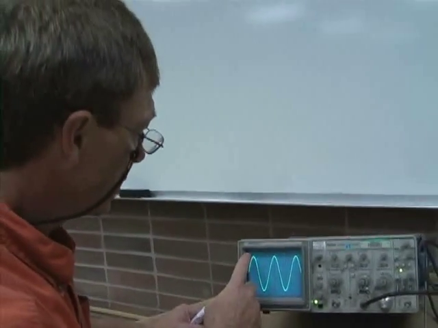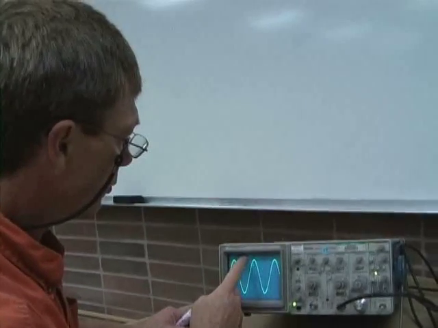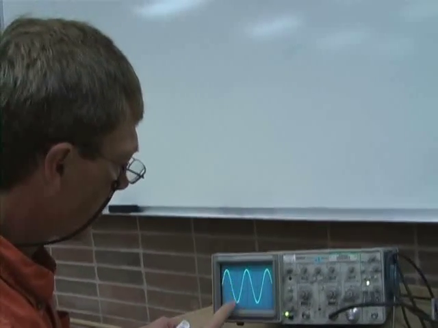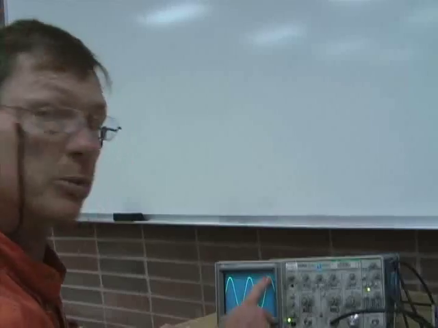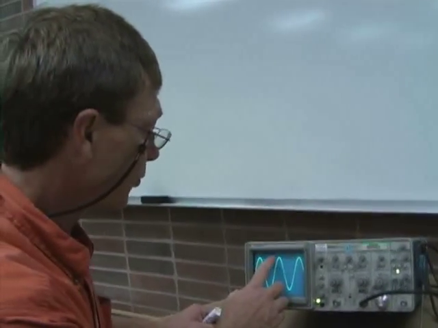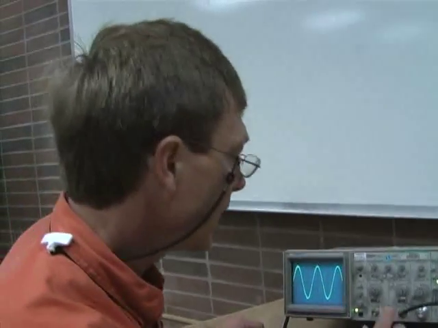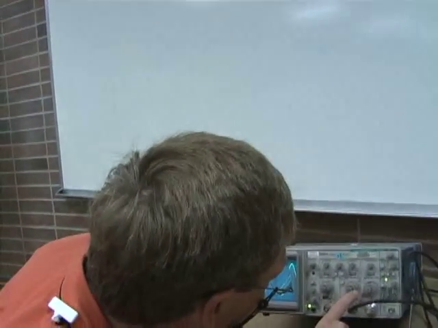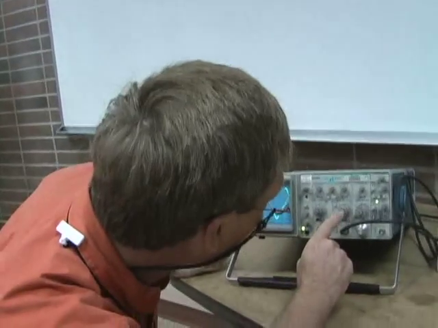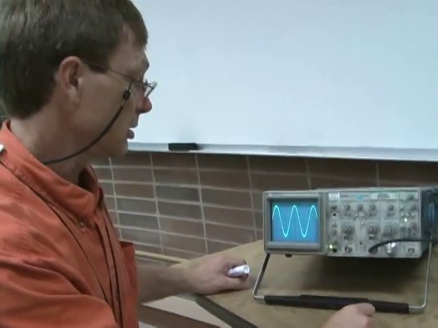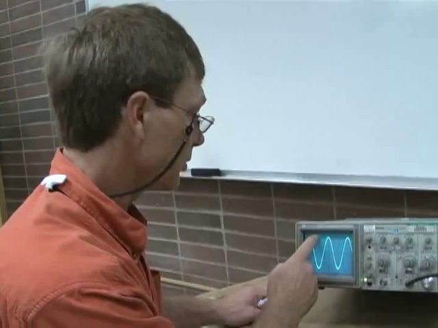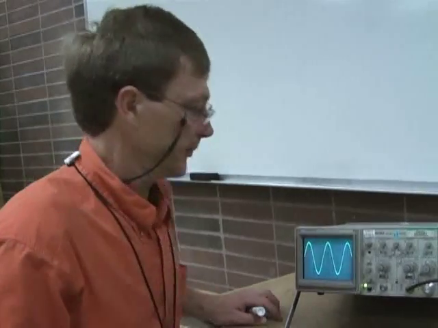Now the period is 1, 2, 3, 4 divisions. It starts here, comes back down. That's 1 complete cycle. It does another complete cycle. We've got over 2 complete cycles on here. 1, 2, 3, 4 divisions for 1 period. And we're on a half a millisecond per division. Let's see, a half, 1, 1.5, 2. That's a 2 millisecond period. So let's show the equations to see how you get this.